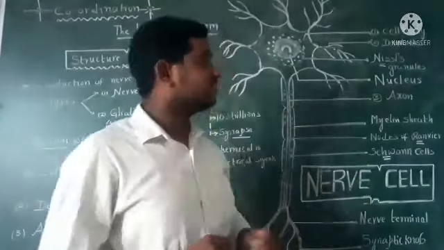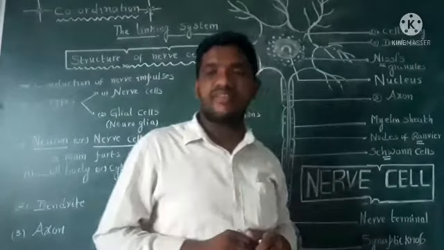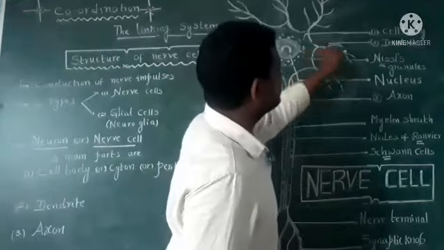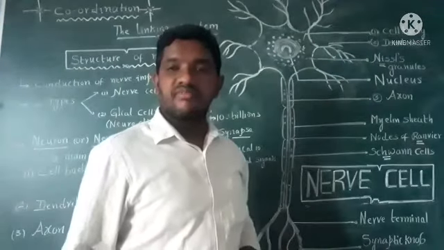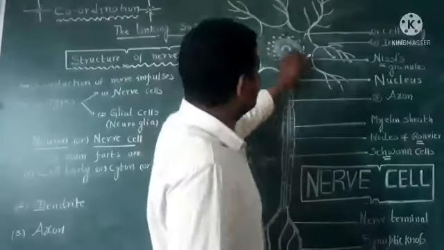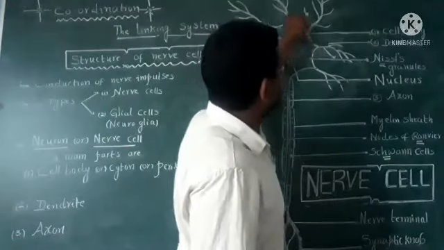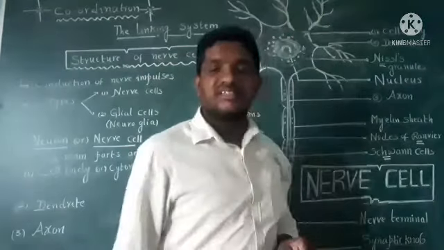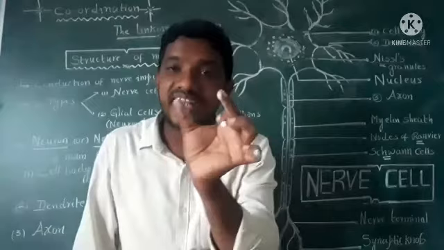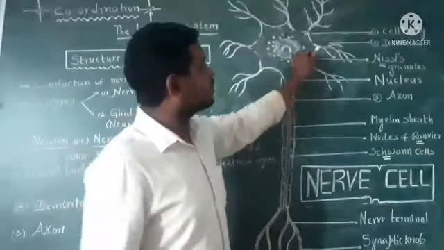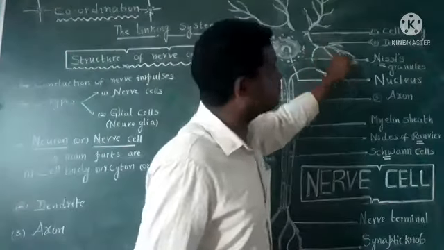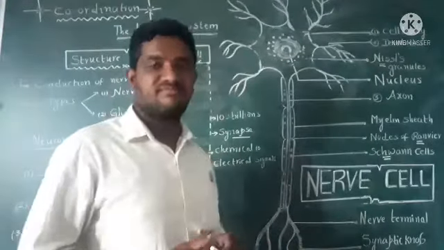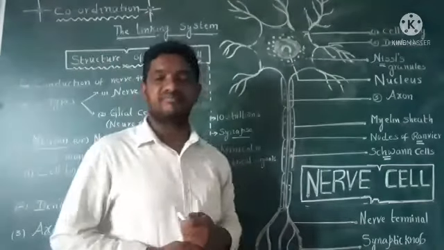Coming to the second one, dendrites. Dendrites means small projections originating from the cell body. From the cell body, small projections originate. Those are called dendrites. Just keep in mind.